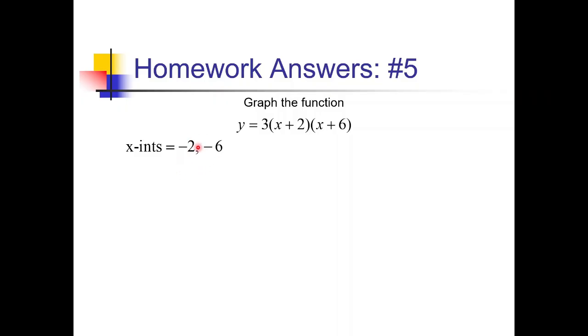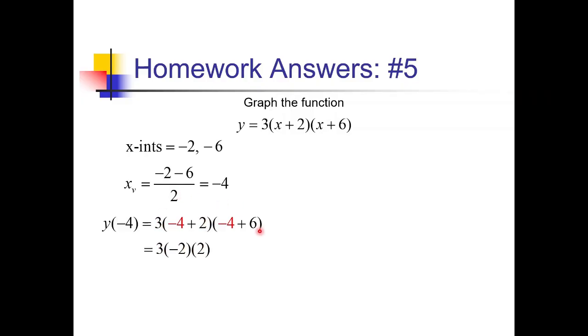-6 and -2 added together over 2. That gives me negative 8 over 2, which is negative 4. So that's the midpoint of those. To get the y value of the vertex, because I just found the x value, I just plug this back into the original function. So we have 3 times negative 2 times positive 2. That's 3 times negative 4, basically, which is negative 12. So that's a vertex of negative 4, negative 12.